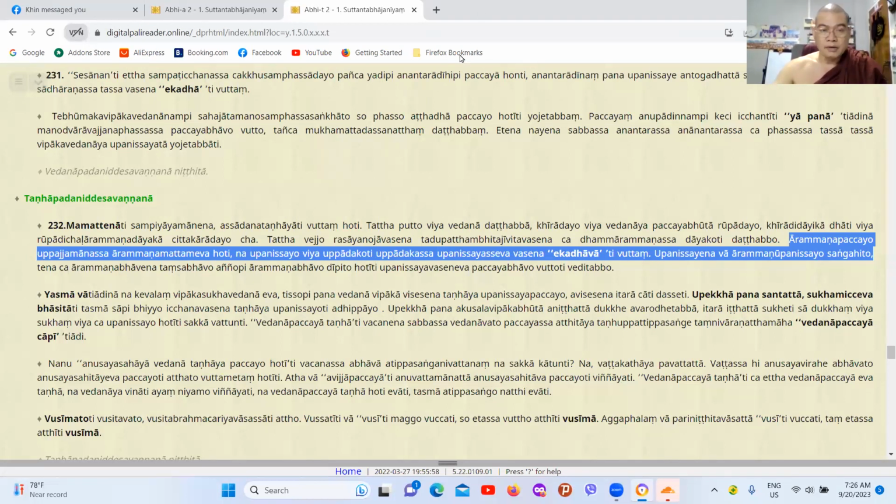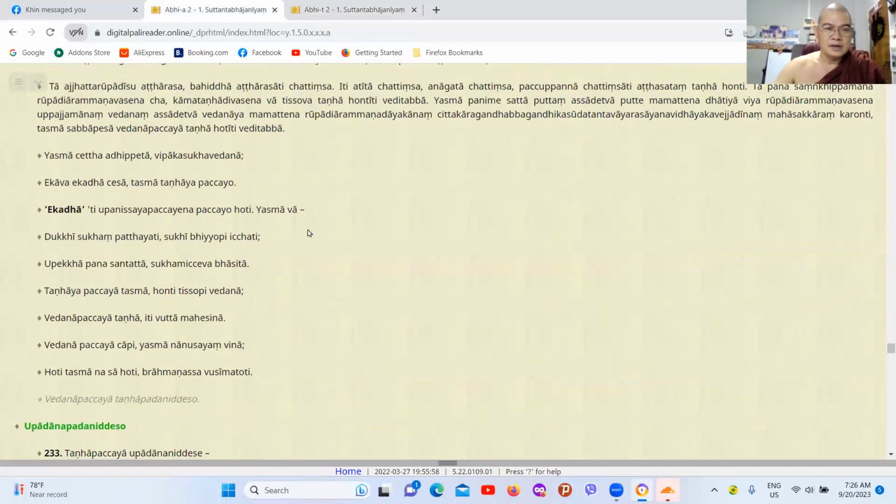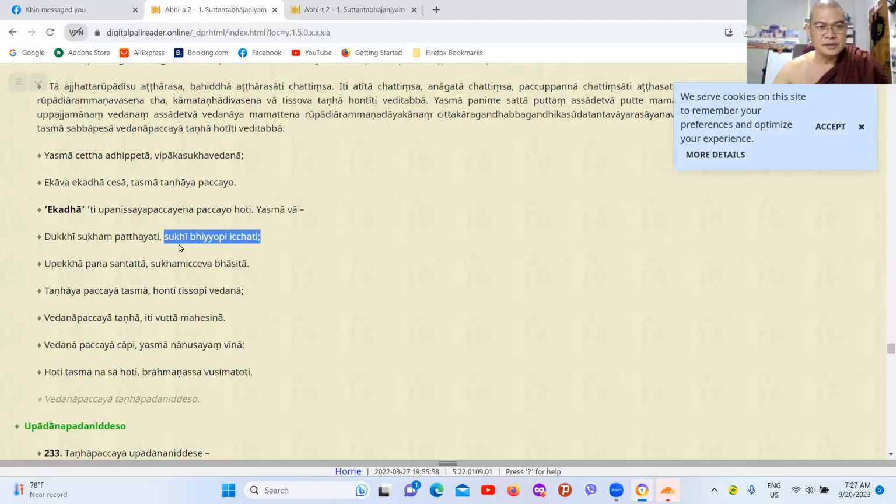Okay, let's go on. Yasma: another way, another explanation. 'Dukkhi sukham patthayati': the one who is suffering wishes for sukha. 'Sukhi bhiyyo pi icchati': the one who is with pleasant feeling wishes for more. 'Upekkha pana santatta': but upekkha is quiet. 'Sukhamicceva bhasita': it is said to be sukha. Upekkha is sukha.